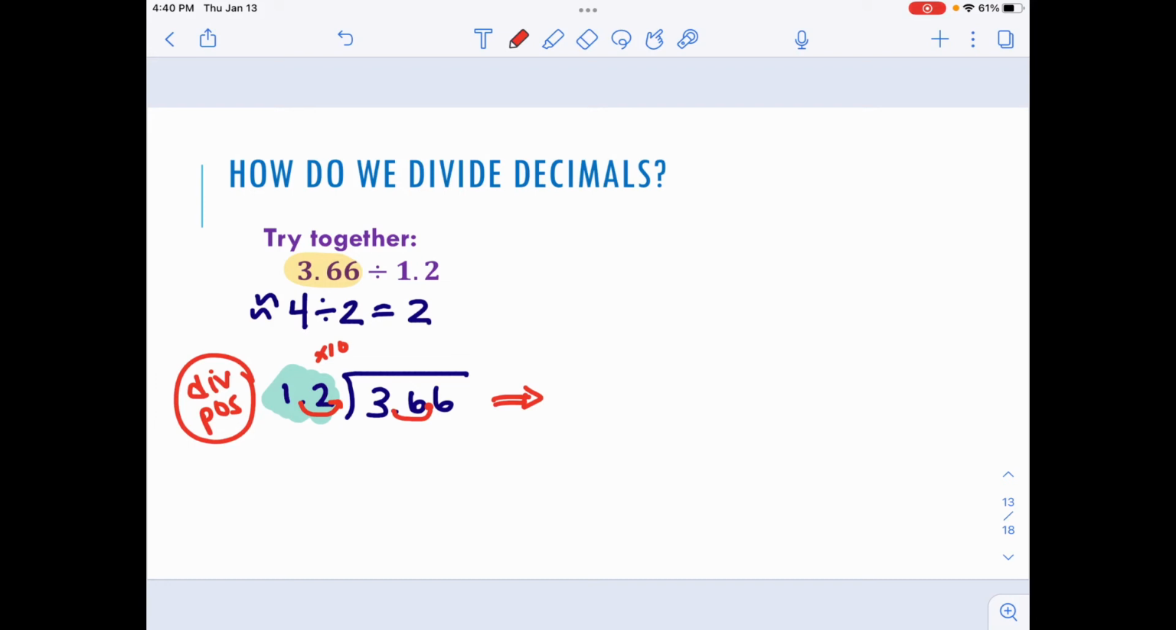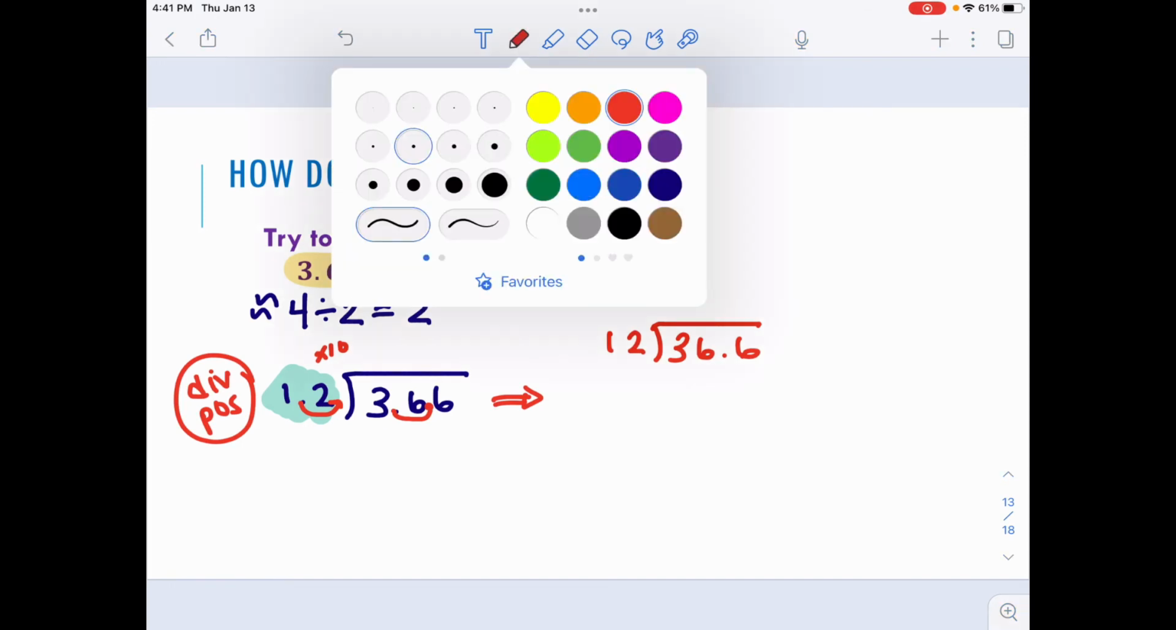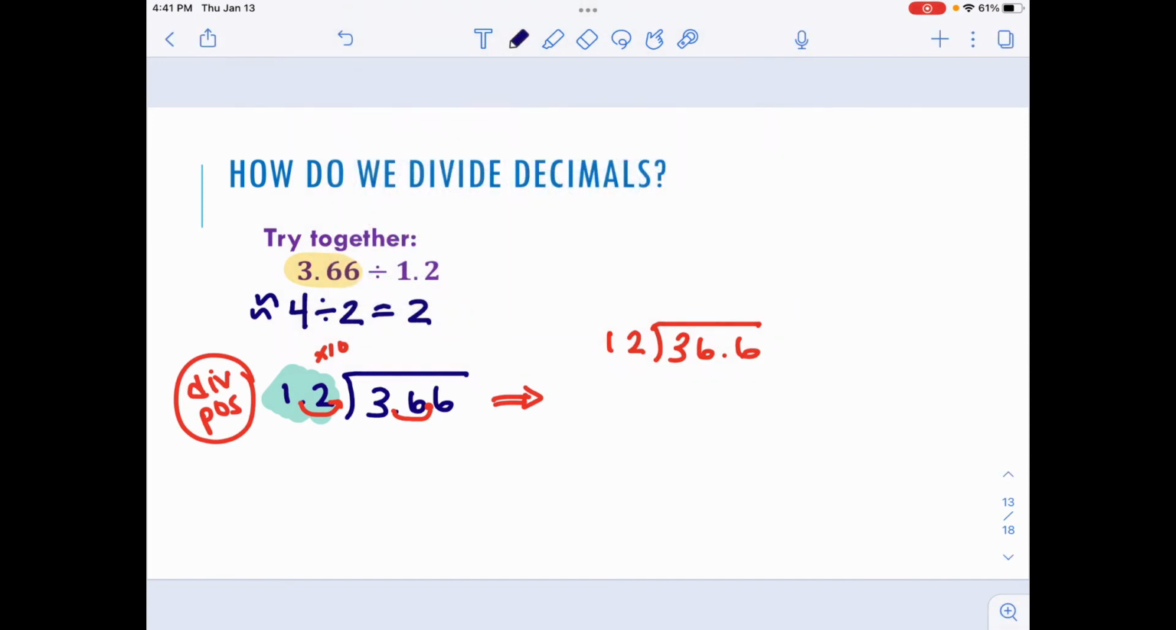I've created 36.6 divided by 12. I personally like to rewrite it. That is optional though. All right, once you've got your new problem, we're going to bring up the decimal point and then we're going to divide normally.